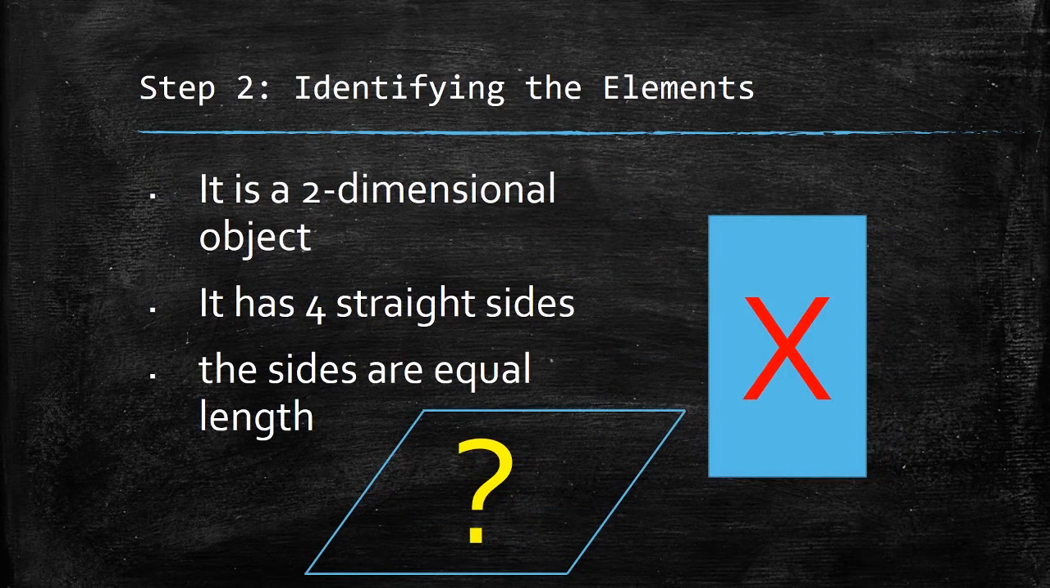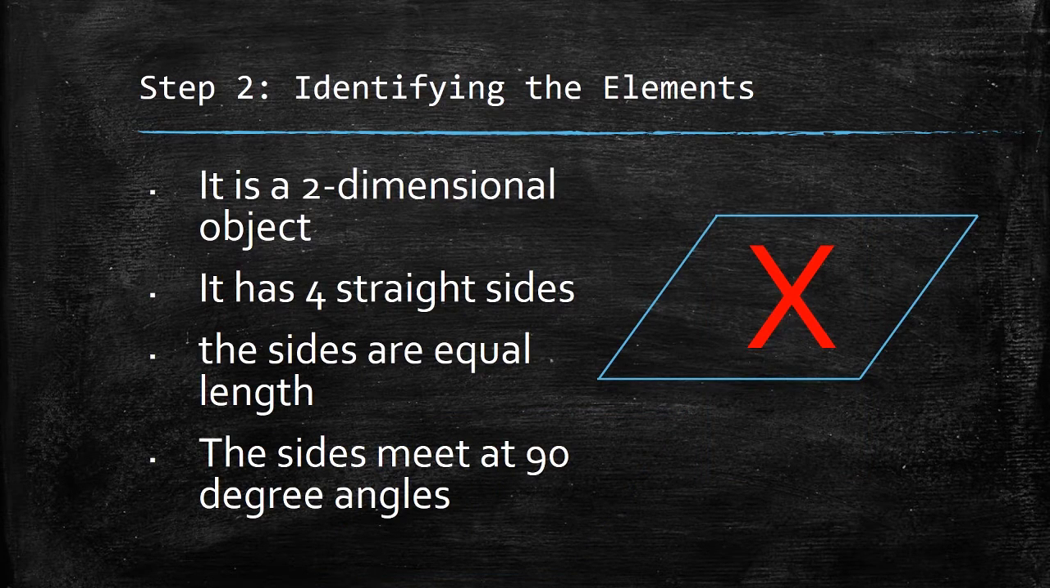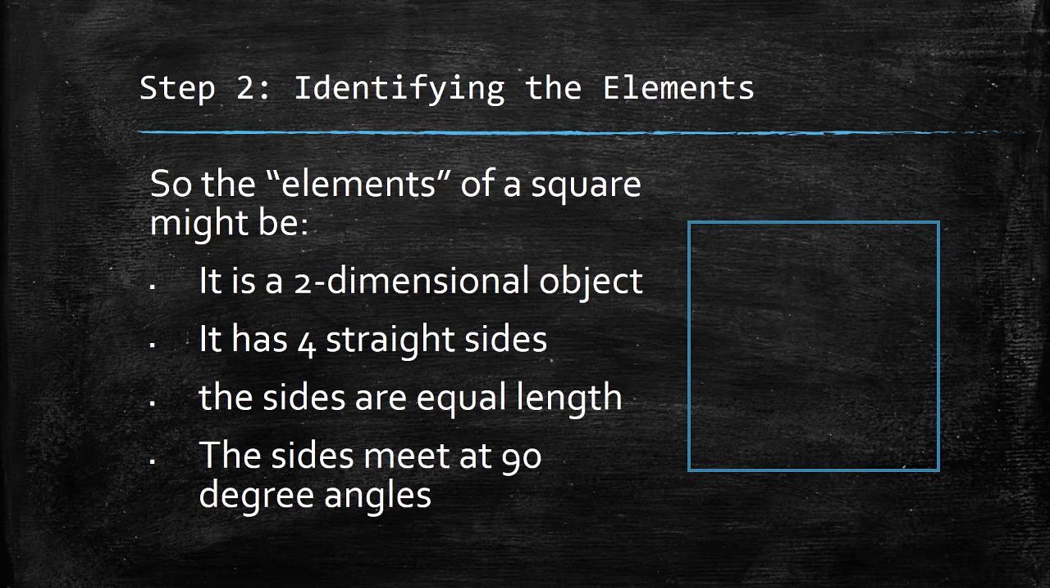Well, the sides have to be equal length. So the rectangle's out, but what about this parallelogram over here? We know that's not a square, so we need more elements. The sides have to meet at 90-degree angles. Well, finally we get rid of the parallelogram. Is this thing on the right a square? Well, it's a two-dimensional object. It has four straight sides. The sides are equal in length. The sides meet at 90-degree angles. Therefore, it's a square. With a crime, you do the same thing. You go down every element, and if they all check out, then the crime has been committed.